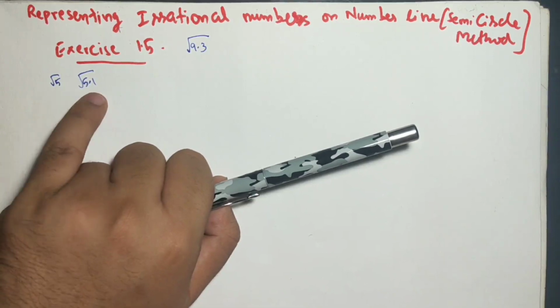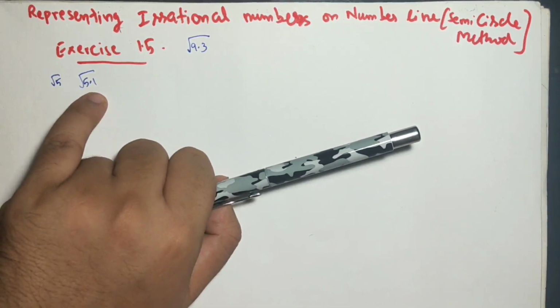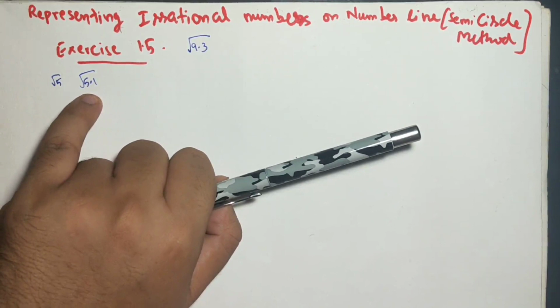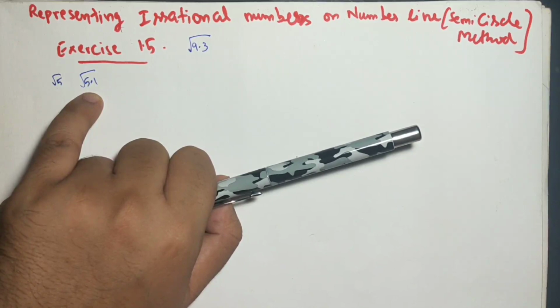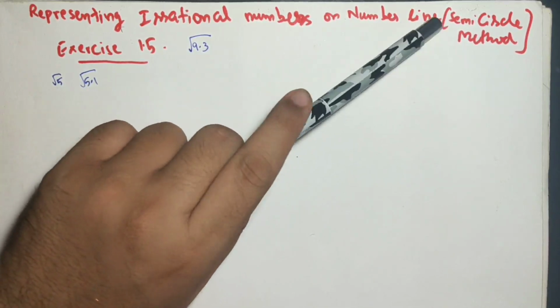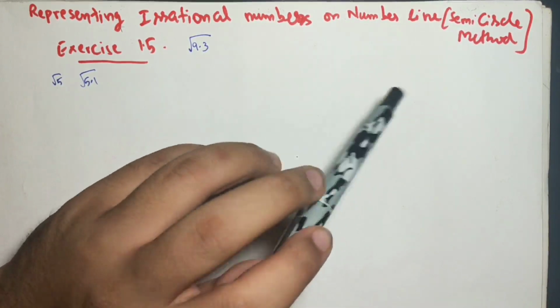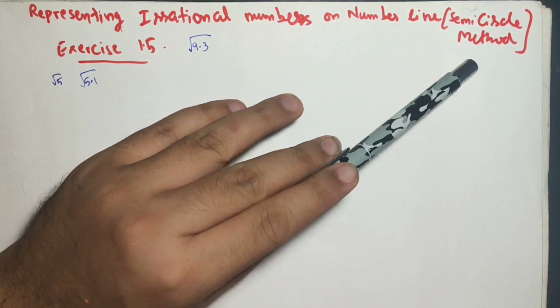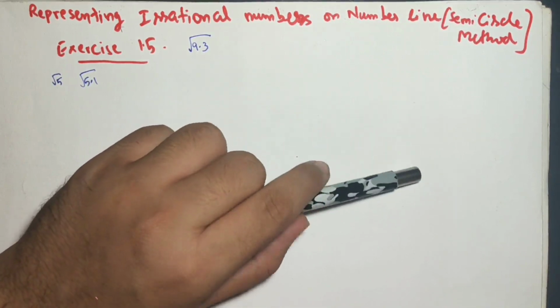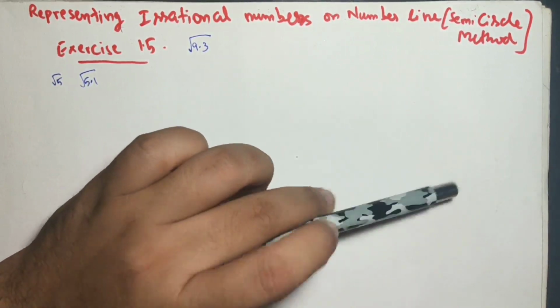But what if root 5.1 was given to us? This is a number with a decimal point under the root sign. Such a number cannot be represented on the number line using the spiral method. For this we have to opt for a new method, that is the semicircle method. This name is given by me, so it's not written anywhere in the textbook. But for easy understanding I gave the name semicircle method.